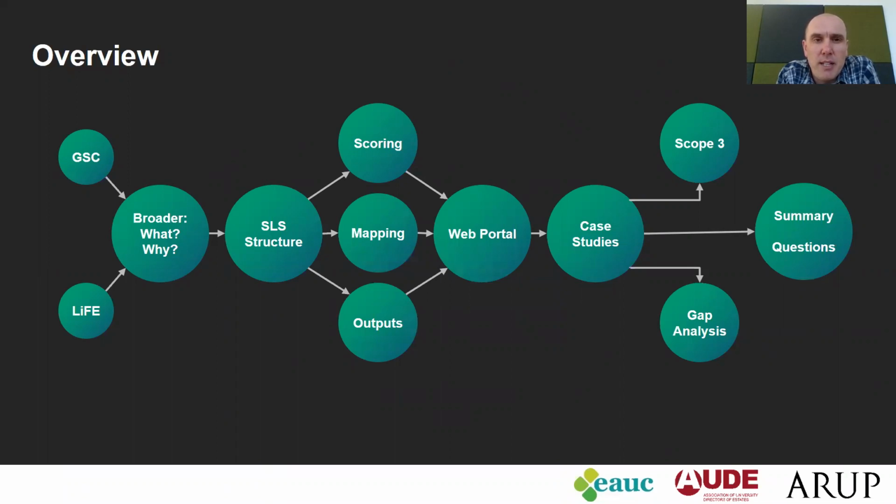We'll then go into the structure of the SLS, a bit more detail on the scoring and the mapping and the outputs, and then look at the web portal and how exactly you can use that to work out what your scores are. We'll then go into a couple of case studies and look at some sidelines of scope 3 and what you can do if you want to have a gap analysis or a verification of the scores, and then go into questions at the end, as Fiona mentioned.